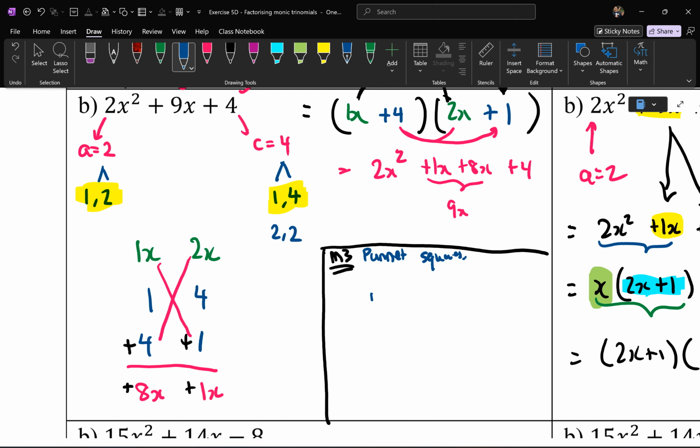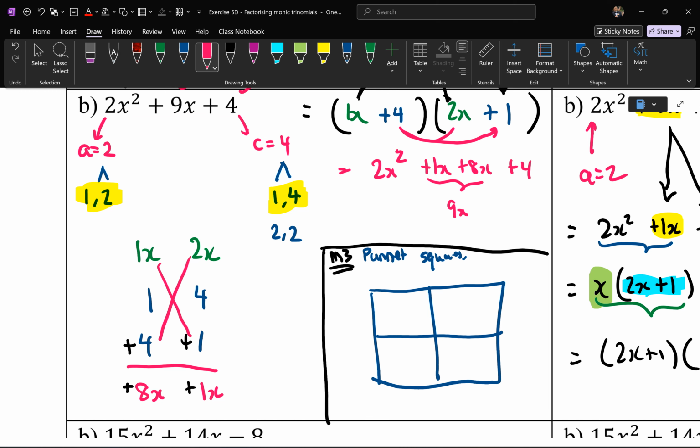This is how it works. You draw a square cut into 4 quadrants, and this is literally what you do. Whatever we're doing in this Punnett square is exactly what we do in the cross method. It just looks easier to think. You say, first one, A is 2. Factors of A, which we said are 1 and 2. You write all the possible factors to get you the first term. So it's 1x times 2x, so it's 1x and 2x, and that goes in the first 2 sides. That's how you get 2x squared here.